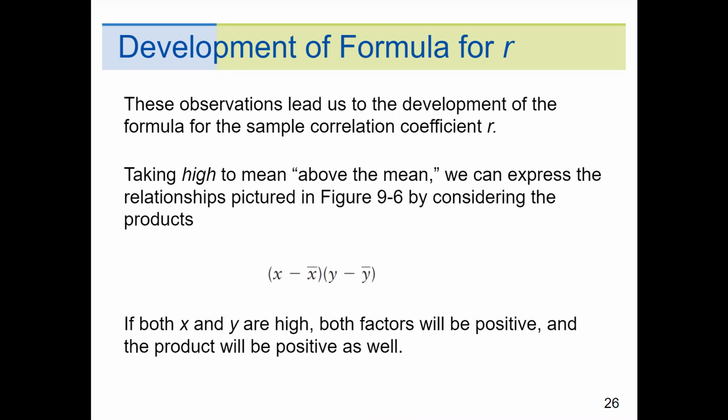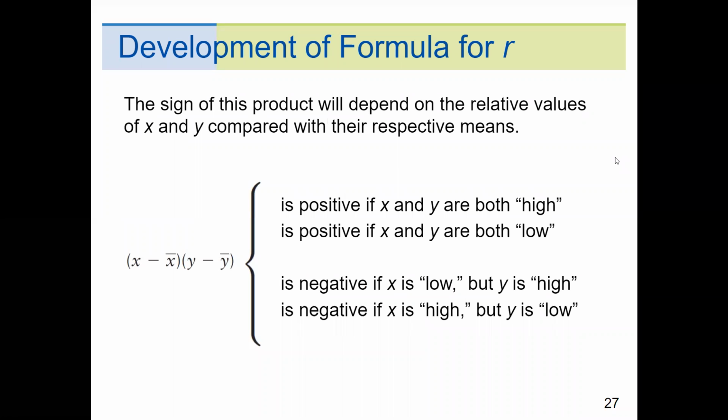Taking high to mean above the mean, we can express the relationships pictured in figure 9.6 by considering the products X minus X bar times Y minus Y bar. If both X and Y are high, both factors will be positive, and the product will be positive as well. The sign for this product will depend on the relative values of X and Y compared with their respective means. The product will be positive if X and Y are both high. It'll also be positive if X and Y are both low. It'll be negative if X is low but Y is high. It'll also be negative if X is high but Y is low. I think from your basic algebra, you guys would all know this.